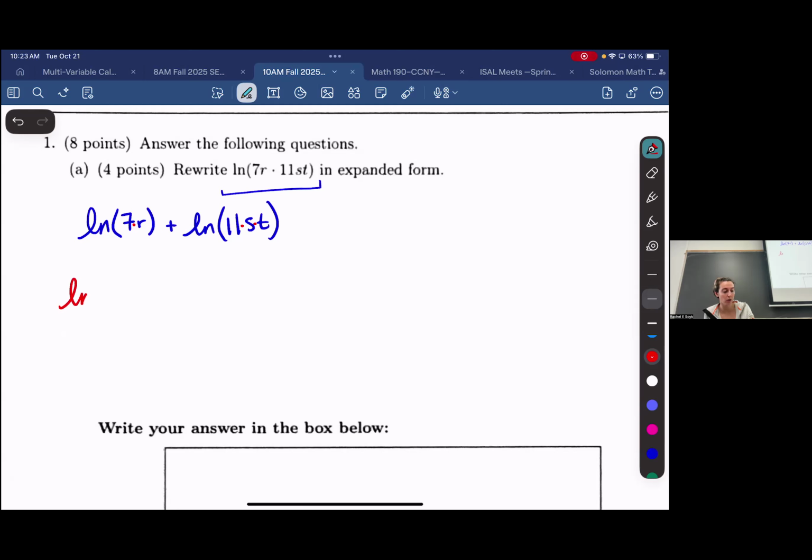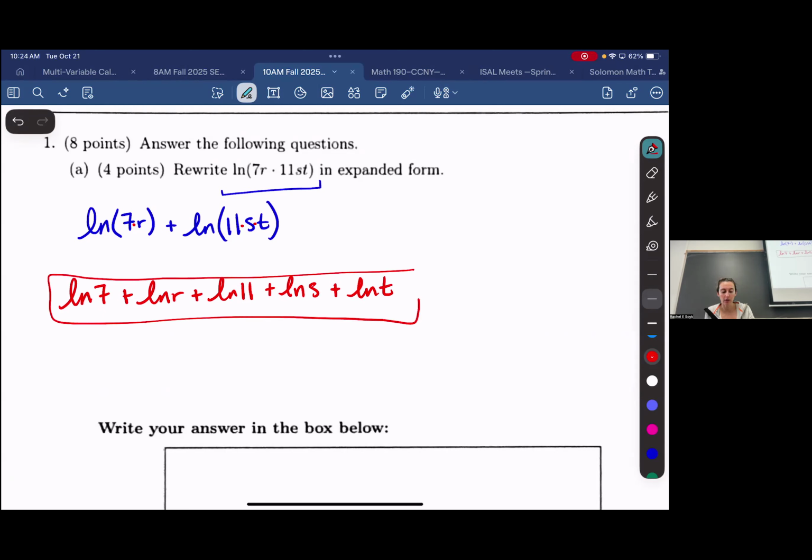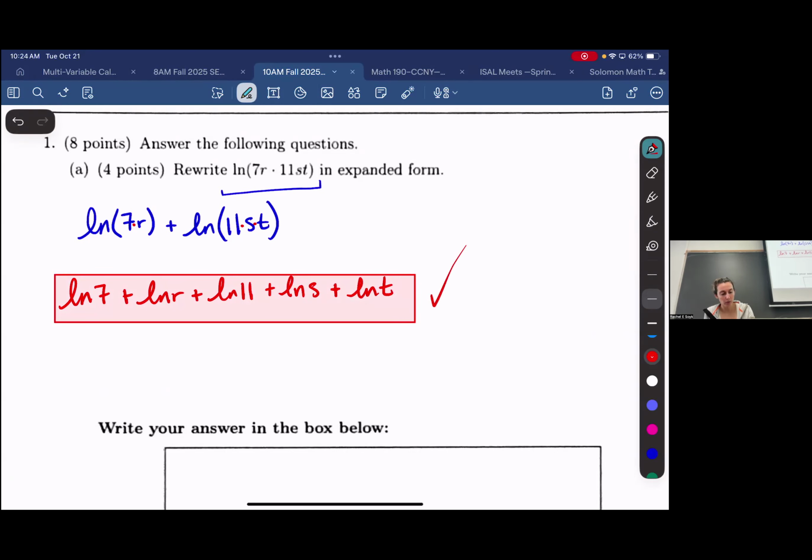So in fully expanded form, we get our natural log of 7 plus natural log of r plus natural log of 11 plus natural log of s plus natural log of t. If you wanted to combine the 7 and 11 and make that natural log of 77, you could. That's fine, but you didn't have to. So if you got what I got, you would have received full credit for this question.